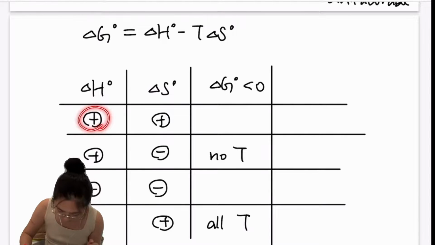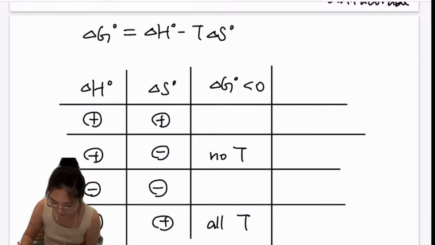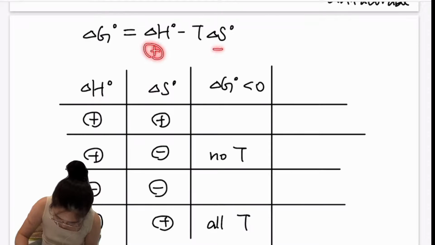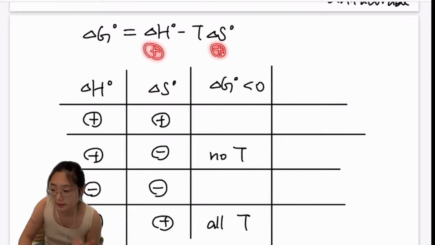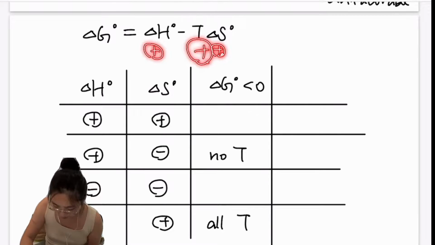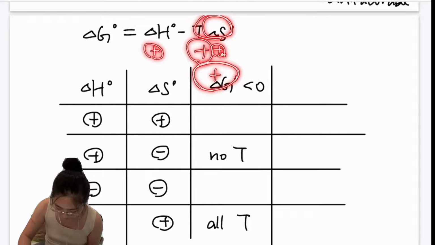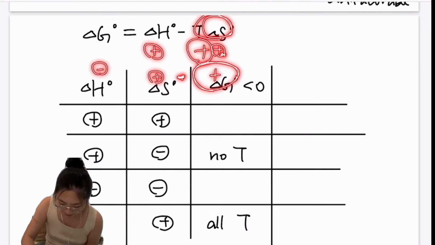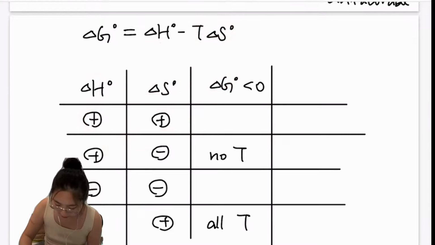And when both of them are positive, okay, so this is a positive value, this is a positive value. If temperature is very, very high, like 1,000 Kelvin, 2,000 Kelvin, then when you multiply these two, you will get a big positive value. So you are subtracting a large positive number from a small positive number, and for the difference, you will get a negative number. So when both of them are positive, then delta G is negative only at high temperature.